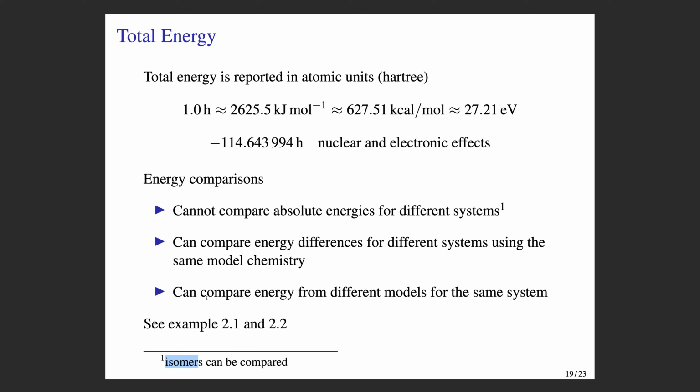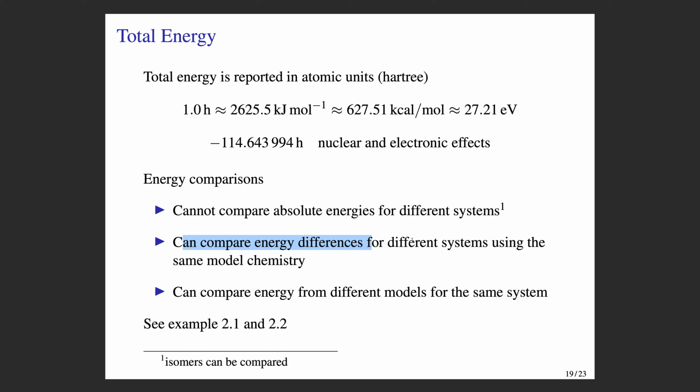You can, however, compare energy differences for different systems using the same model chemistry. So, let's suppose that I wanted to study the ionization energy of a molecule. I could calculate the ground state energy of one molecule, then calculate the ground state energy of that molecule's cation and take the difference. That would give me the ionization energy for that molecule.